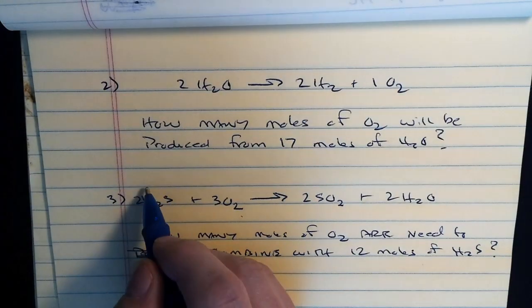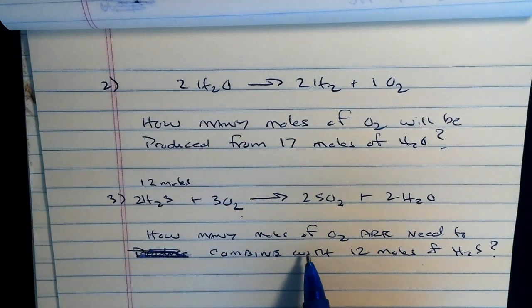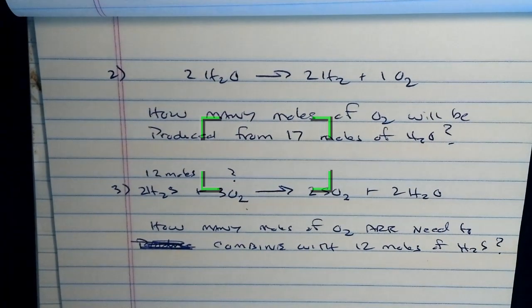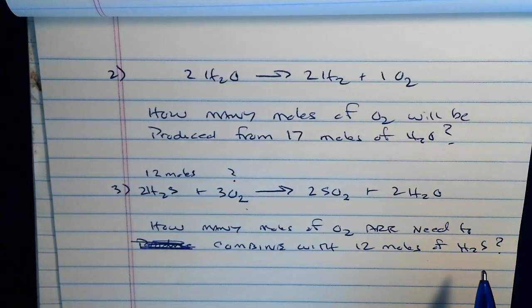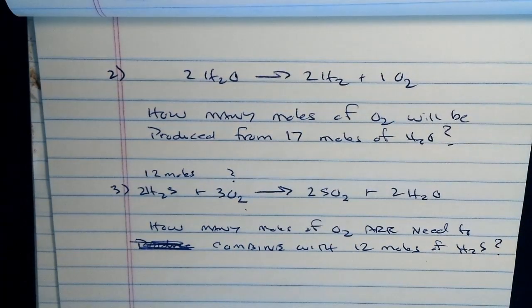So you're going to have 12 moles here, and you're looking for how many moles of O2. So that can get the question mark. So you can do this over your other problems as well. Okay, you're just going to take this ratio here. So you start with 12 moles of H2S and use that ratio. That's all there is to it.